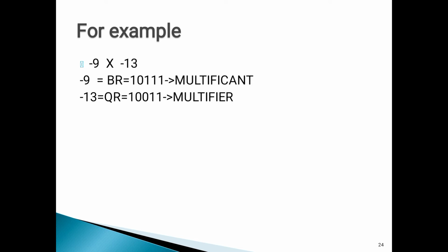10011. So 10111 is stored in the BR register, and 10011 is stored in the QR register, right? So this is called the multiplicand, and this is called the multiplier, okay, right?